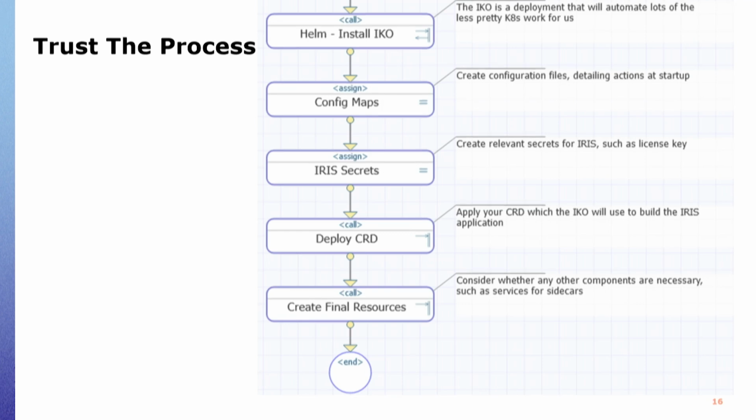So the CRD is the meat, okay? This is what we're actually deploying when we're saying I want my IRIS application to be such and such. This is our topology, and we'll talk a lot more about that. And then finally, any final resources we want to be creating. So maybe we have some sidecars. We need to go ahead and create some services for the sidecars. Maybe we want to set up Ingress, as Mark talked about. That's another option. Okay. So I mentioned the IKO, and we have to install it via Helm.